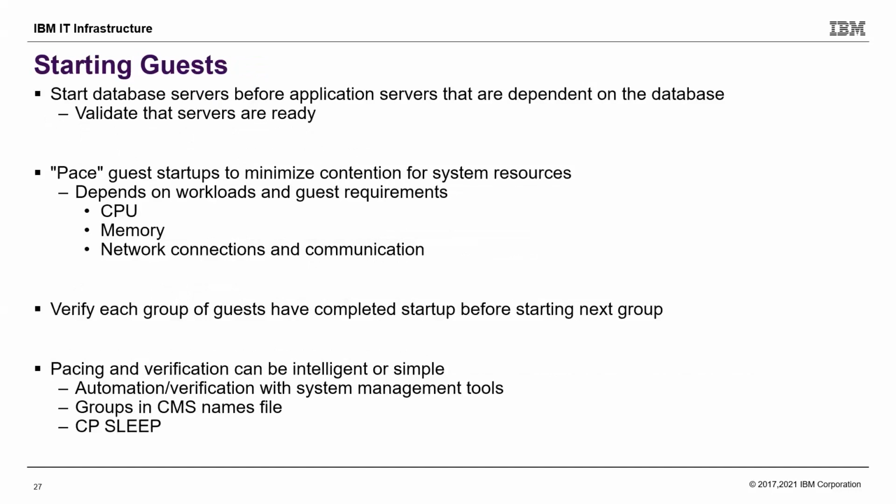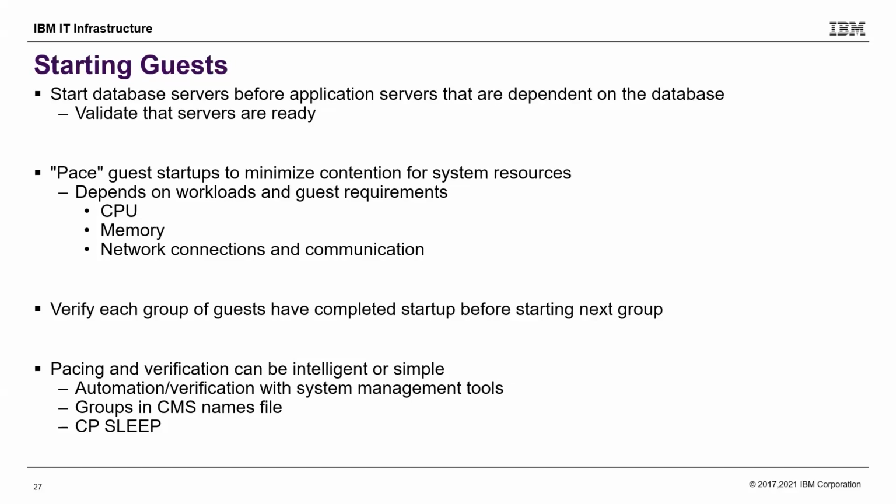Once your servers are up, you'll want to start your guests. So you validate that all the servers and applications are ready, the application servers, your database servers, things like that. Then you'll want to start up the actual guests that are going to be running your workload. You'll want to pace that. You don't want to start all your guests at once, because there'll be a lot of contention for system resources. So you'll want to pace them, whether by certain groups of guests or by the amount of resource they're consuming, some sensible way for your workload to pace the order that you start up the guests, and how you identify those groups. Then verify that each group of guests is completed before starting the next group.